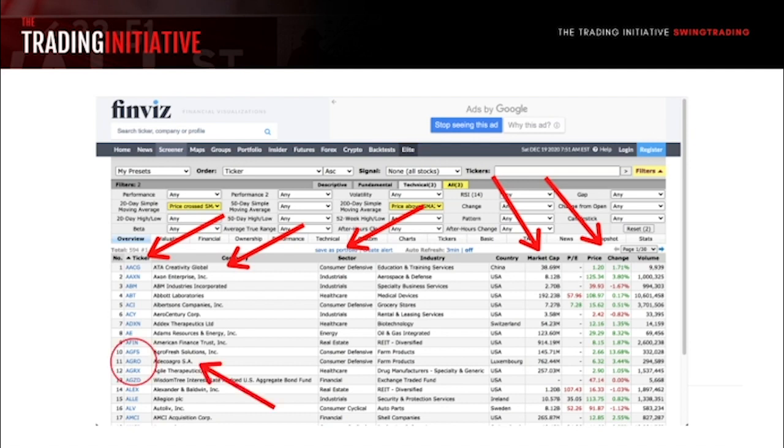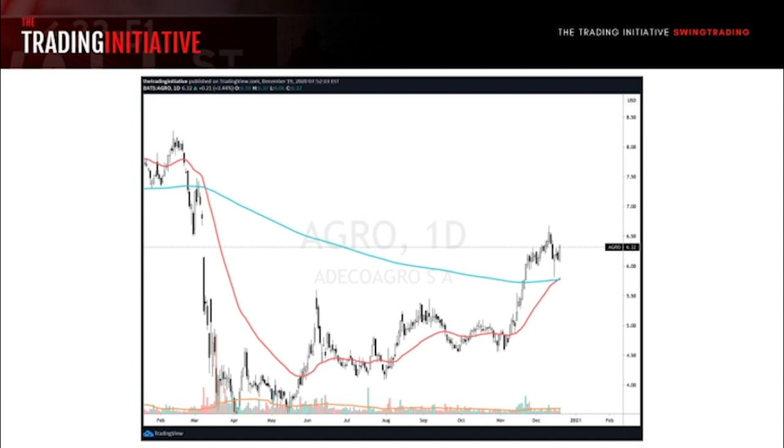Now, I know Aggro. I've seen Aggro before, so I randomly picked it out. You can look at all of the stats there. Aggro, consumer defensive, farm products, apparently in USA. You see the market cap, everything. Let's pull it up on the chart. There it is on the daily.